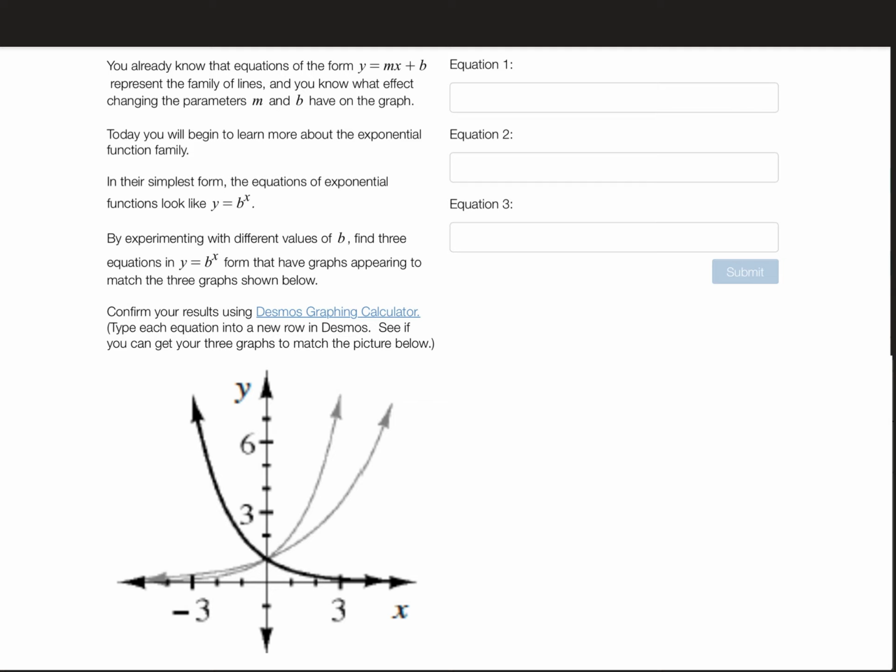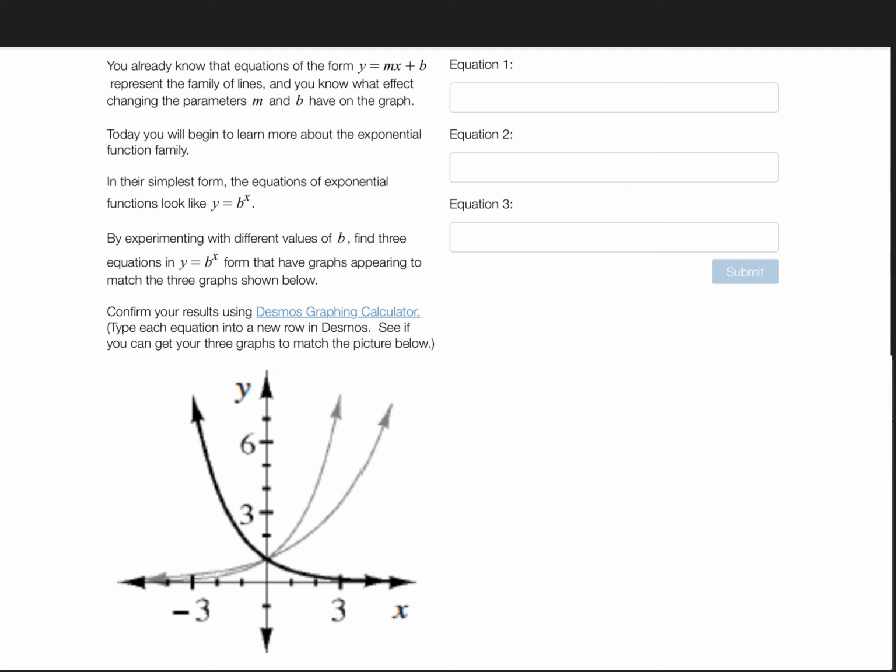The very simplest form of our equations of exponential functions is y equals b to the x power. So by experimenting with different values of b, we want to try to mimic the equations that you see below. Now they're not going to be perfect, they're going to be sort of similar. So there's a Desmos graphing calculator that you can use. If you're really stuck, here's a couple things you can think about.